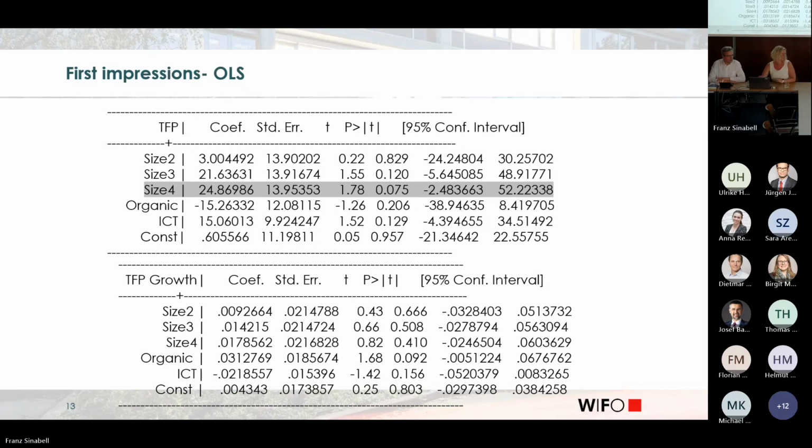First impression, a simple OLS regression. On the left-hand side, you see the TFP, and at the bottom, the TFP growth rates. On the right-hand side, you have size categories. The lowest 25% of farms is the base, and size 2 is the second quartile, and so on. These are dummy variables, but they identify the second, the third, and the fourth quantile according to the size of the farms.